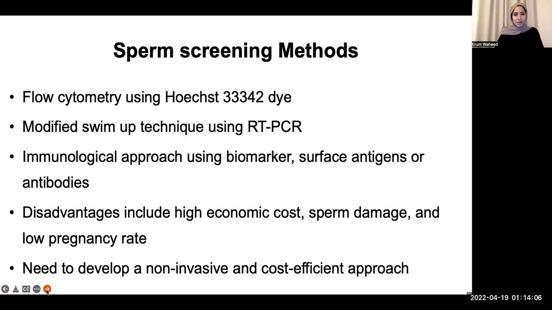Sperm screening methods. Recently, flow cytometry using Hoechst 33342 dye is used by the farming industry. A modified swim-up technique using RT-PCR is also used in the farming industry. An immunological approach using biomarkers, surface antigens, or antibodies is currently under investigation. Disadvantages include high economic costs, sperm damage, and low pregnancy rate. Scientists need to develop a more specific, non-invasive, and cost-efficient approach.